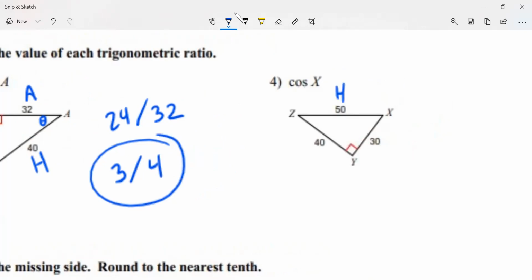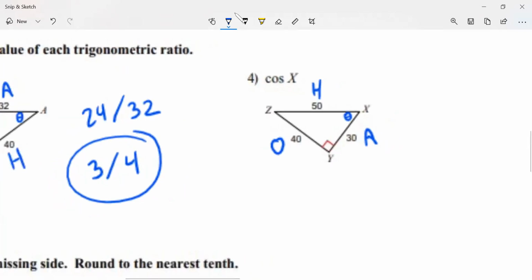And I see my corners are z, x, and y. So cosine of x, what that means is that at the corner x, let me write my theta. If it said cosine of z, I'll write my theta at z, but here it says cosine of x. So I'm going to do my theta at x. And based on my theta, 40 is my opposite and 30 is my adjacent. Remember, opposite means far away, adjacent means close to.